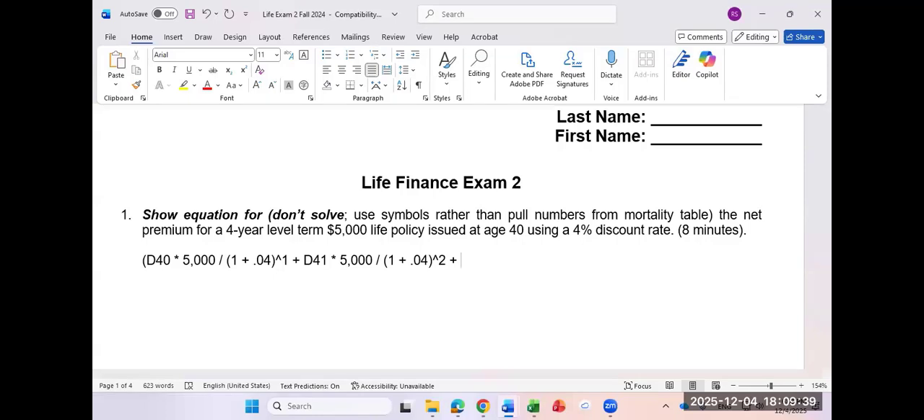No, you don't. You do have some sample problems out there. I put some extra sample problems out there on Canvas.